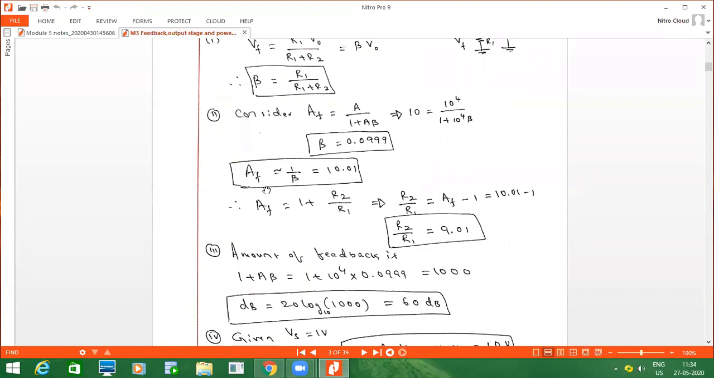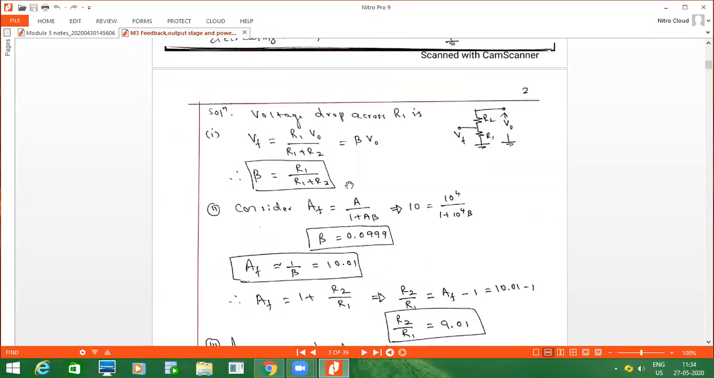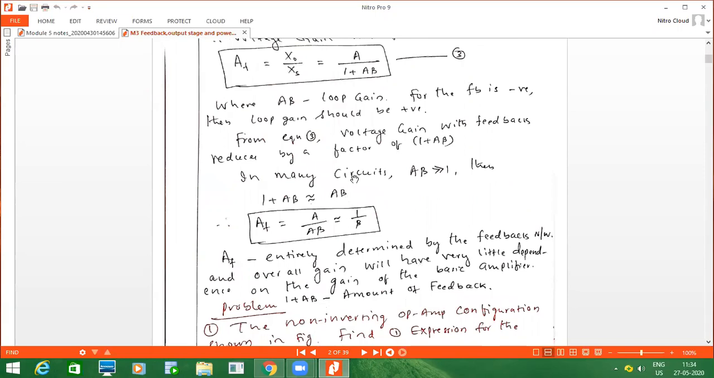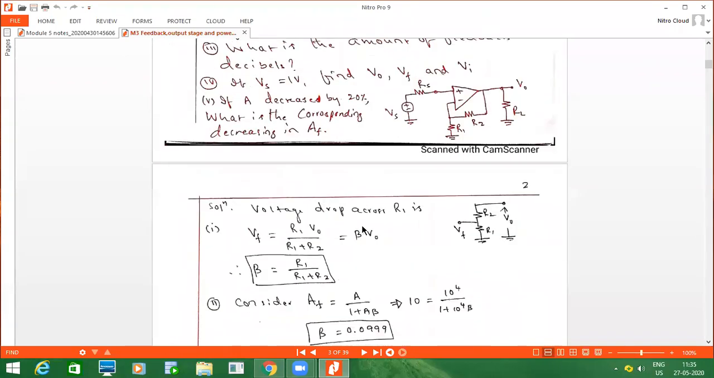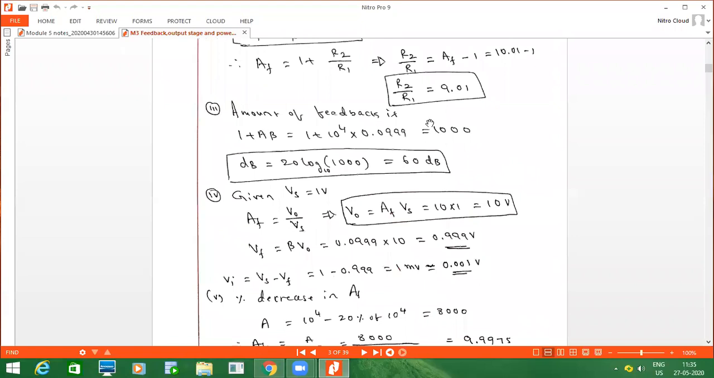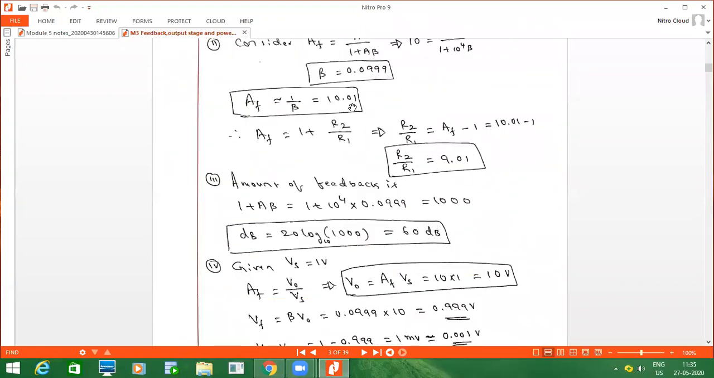So what about AF? AF is equal to 1 divided by beta, right? When we assume 1 plus A beta can approximately be written as A beta, AF is equal to 1 by beta. We know the value of beta, substitute here. If you substitute the value of beta here, you will get AF equal to 10.01. AF we calculated, but actually our intention is to calculate R2 divided by R1, correct?